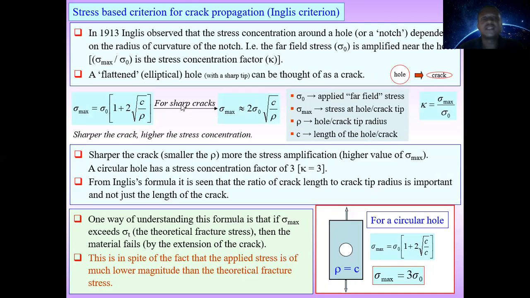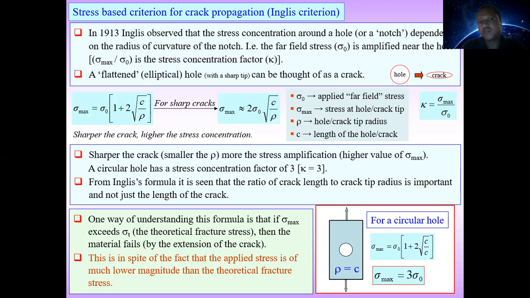The stress-based criteria for crack propagation, that is English criteria. In 1913, English observed the stress concentration around the hole or notch depended on the radius of curvature of the notch. That means the far field stress sigma naught is amplified near the hole. Sigma max over sigma naught is the stress concentration factor K.